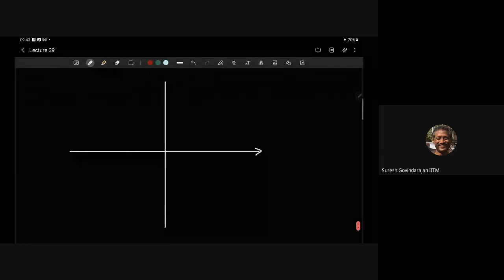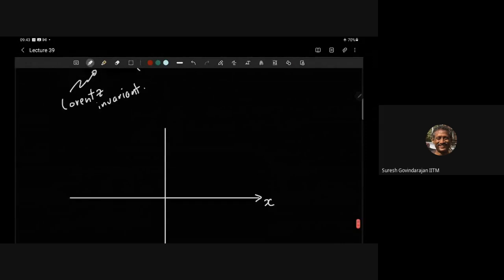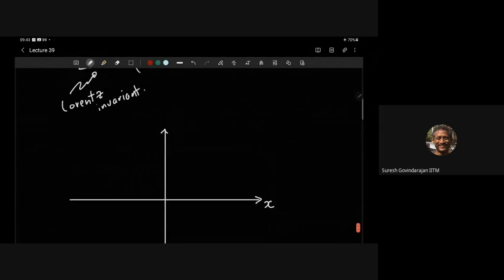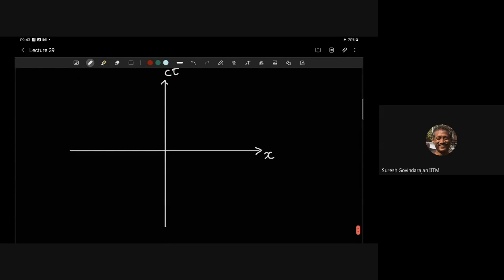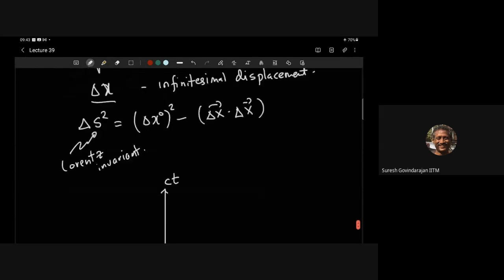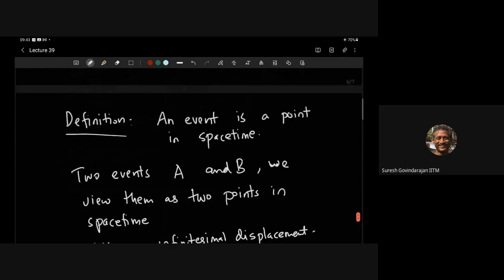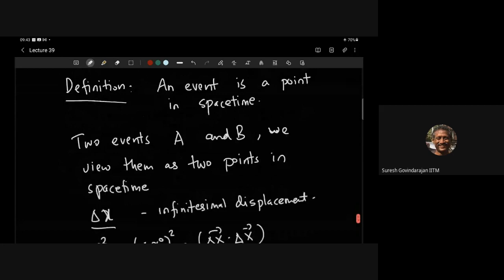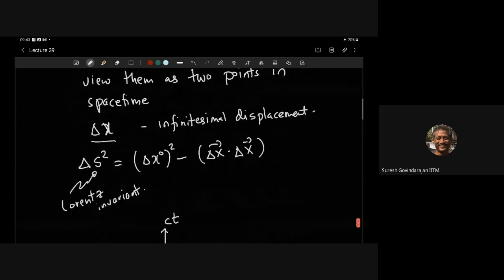Let's just focus on one direction, X. And we'll choose the other axis to be CT. So I'm looking at only one space and one time dimension. We'll start, we can ask, for instance, let's go back to this, where is delta S? Here. Suppose, so what is delta X0? It is just C delta T.